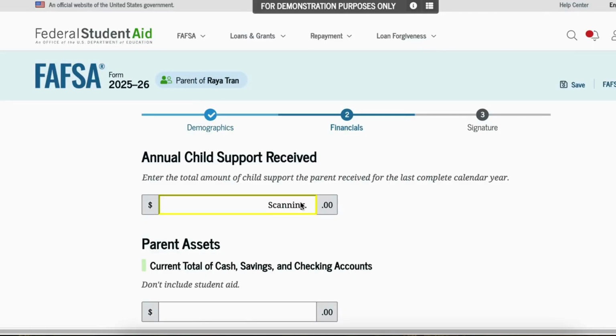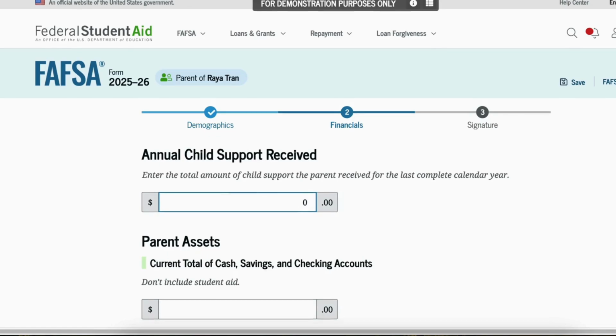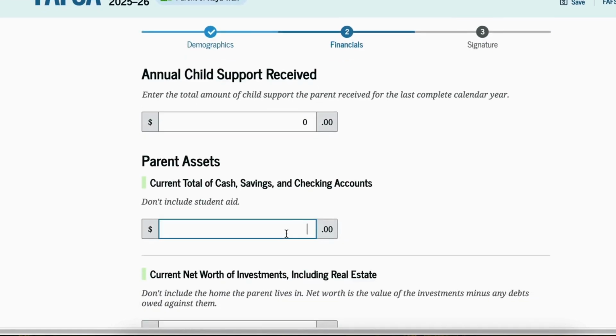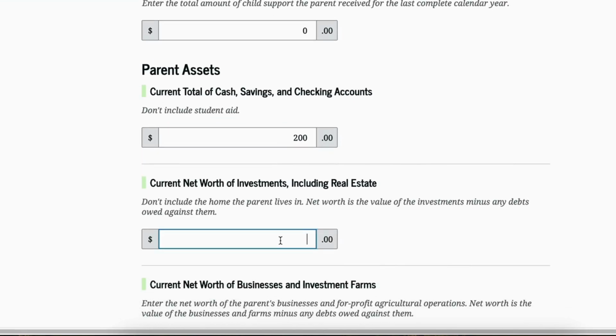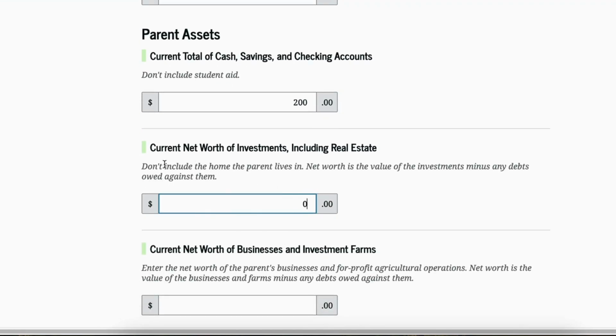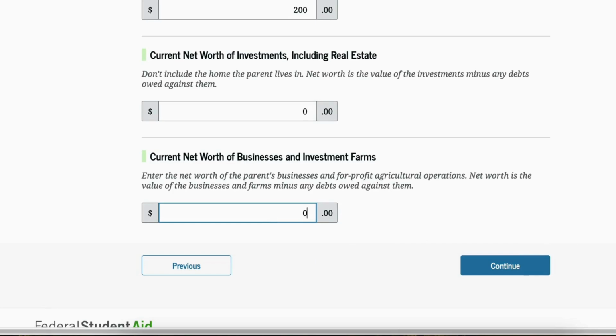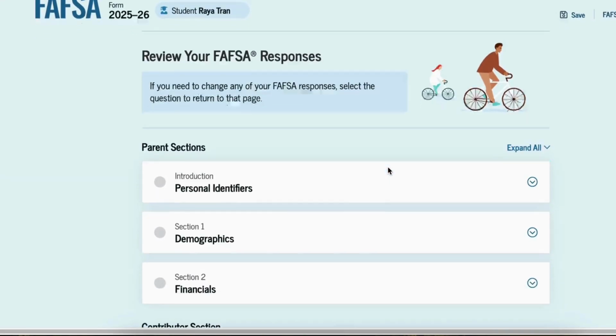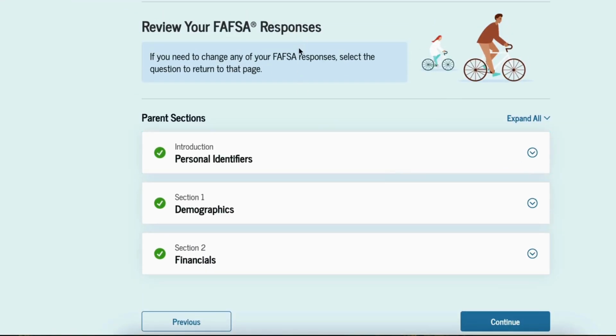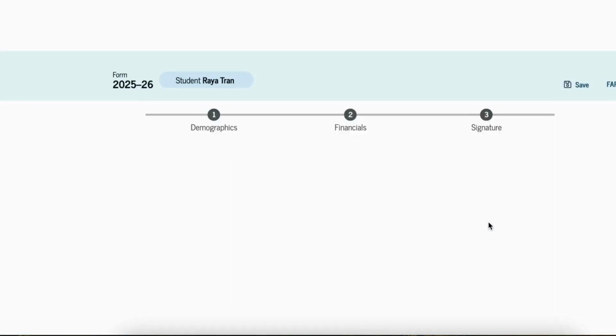If your parent has received any child support, you'll put that there. How much money they have in the bank account, their net worth of investments, including real estate, but this does not include the home that your parent lives in. So this would only be if your parent owns 2 homes. The second home would be the net worth of investments, and then the second one is in the real estate for investment farms. And then that's it. So it's honestly very simple compared to previous years. You'll review the answers, then you'll hit continue.